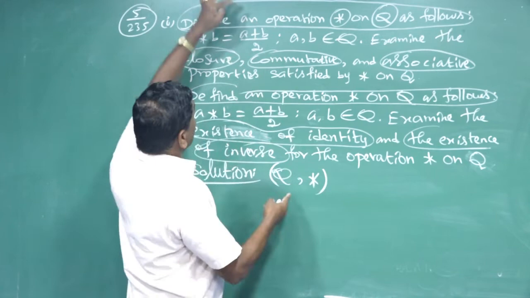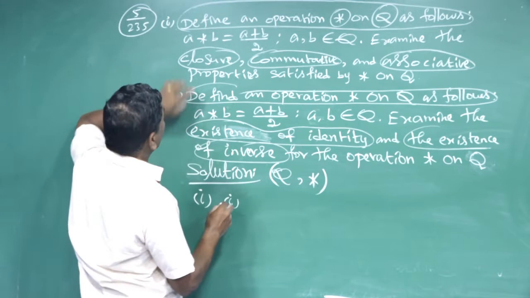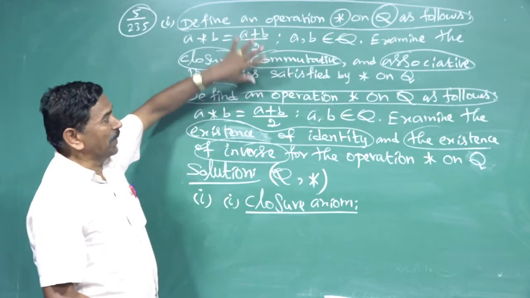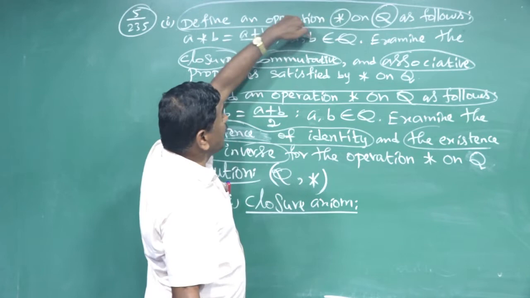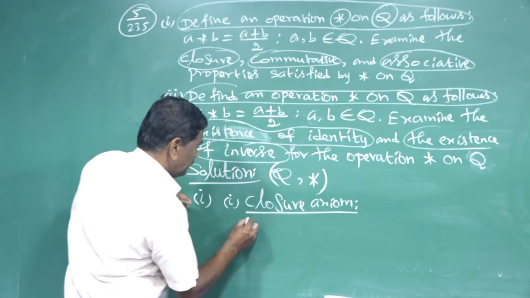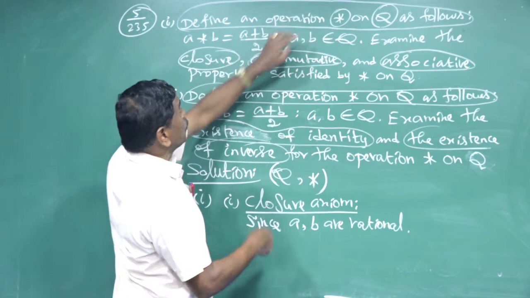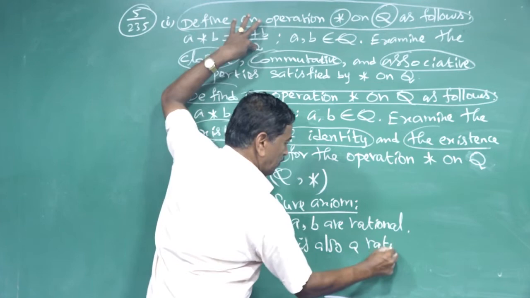Now listen, subdivision 1. The first topic is the closure axiom, otherwise binary operation. Here, clearly, A, B belong to Q, where Q is the set of rational numbers. Since A, B are rational, therefore A plus B by 2 is also rational. Therefore, the closure axiom is true.